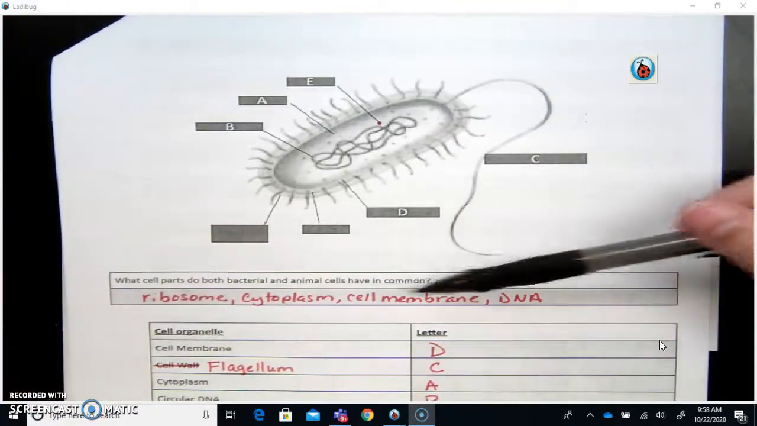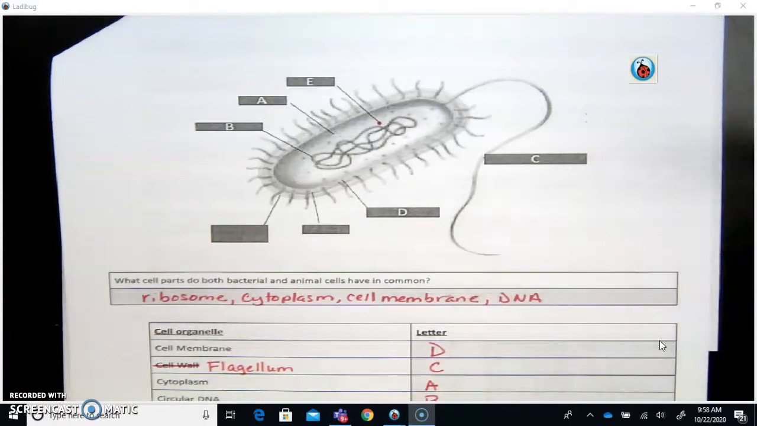So before we go over the parts of the bacterial cell, it says, what cell parts do both bacteria and animal cells have in common? Remember, a bacterial cell is a prokaryotic cell. Animal is a eukaryotic cell. So ribosomes, cytoplasm, cell membrane, and DNA. Now, the DNA is not necessarily enclosed within a nucleus in a prokaryotic cell, but they do have DNA.